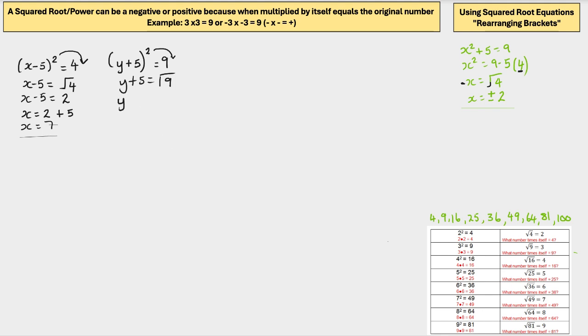So y plus 5 equals 3, if my pen wants to work. Now back to normal. y equals 3, and it's a plus, so we're going to subtract 5. Now that gives us minus 2. So y equals minus 2.